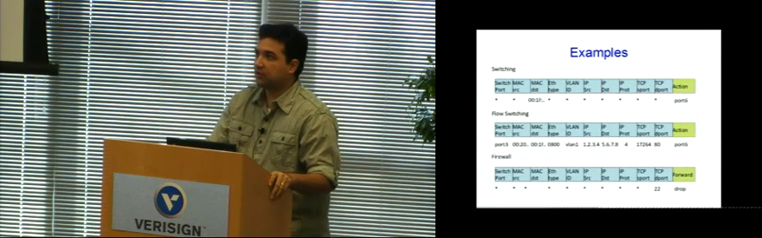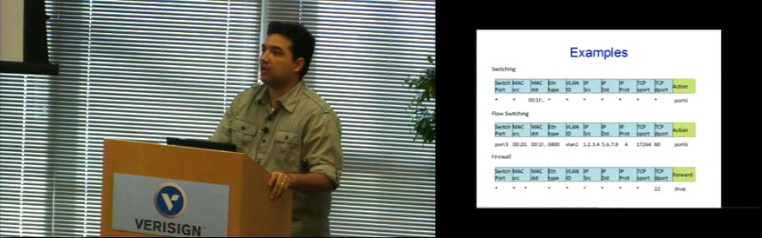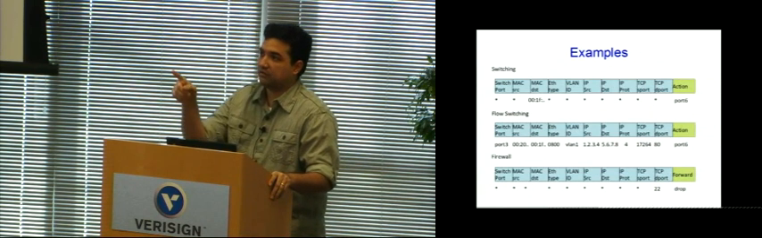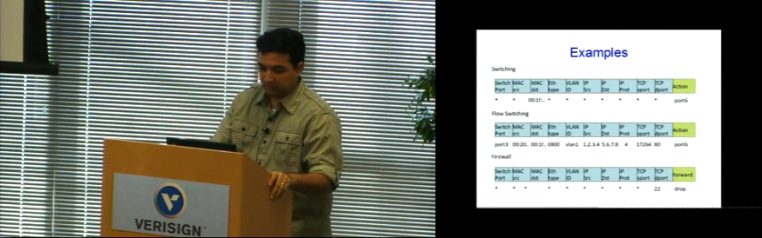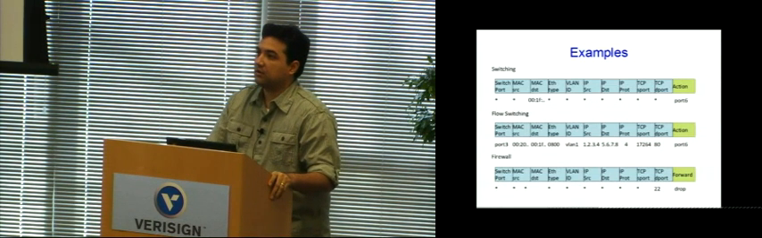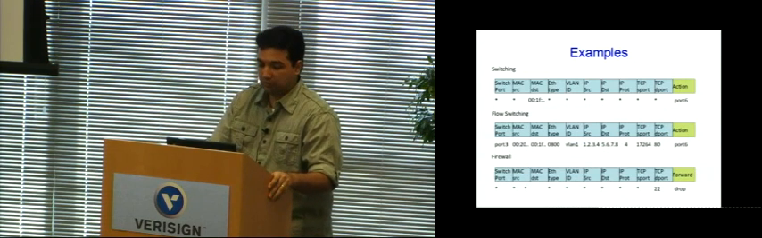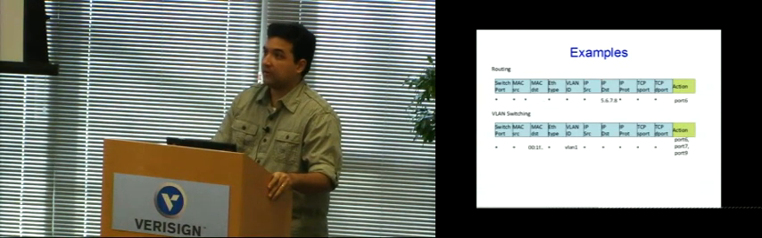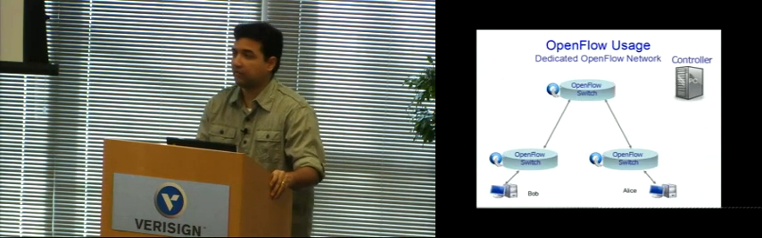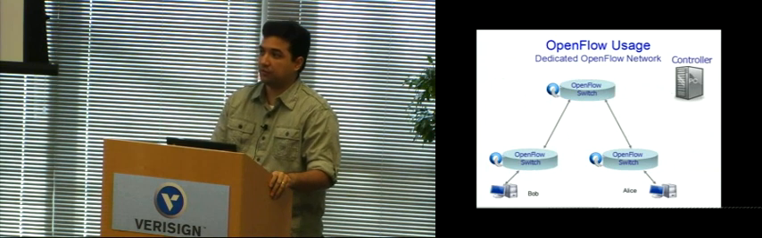So doing this, you can write several examples like switching. It's basically layer 2 routing, a MAC destination address to an actual port. Flow switching, you can have many parameters. Firewall, basically dropping everything from one port. You can write routing using IP addresses, and also VLAN switching. You can also do that. So it's a very flexible way of controlling your switches.